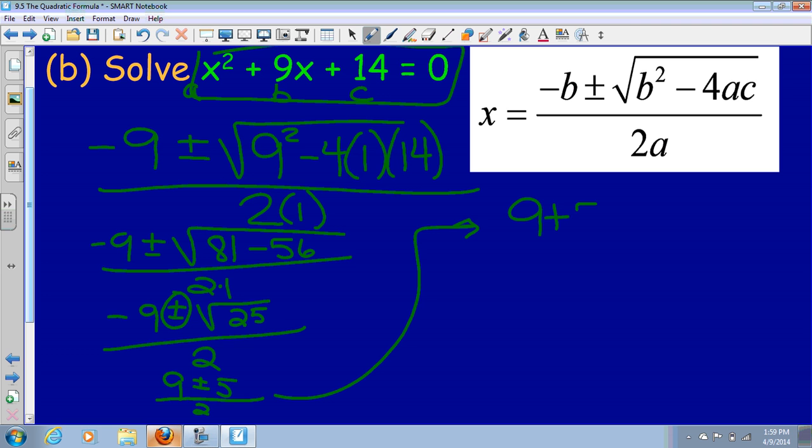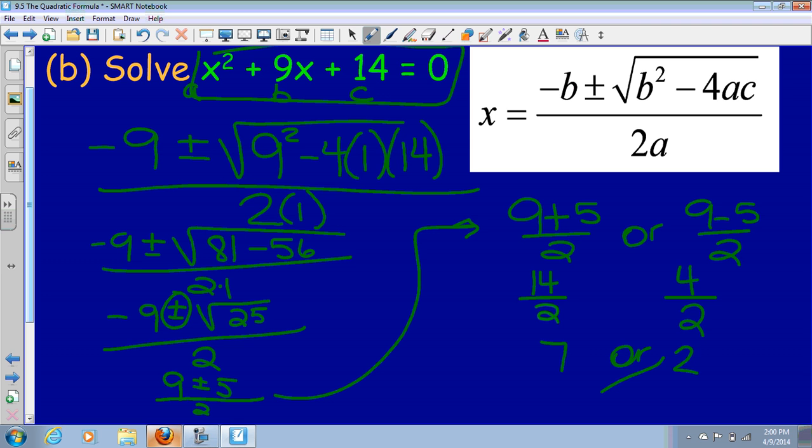Okay? So now we get down to this. Negative 9 plus 5 divided by 2, or negative 9 minus 5 divided by 2. 9 plus 5 is 14 divided by 2, 9 minus 5 is 4 divided by 2. 14 divided by 2 is 7. 4 divided by 2 is 2. Either one of these values substituted in for x will make this equation true. Okay? Just substituting in and evaluating an expression.